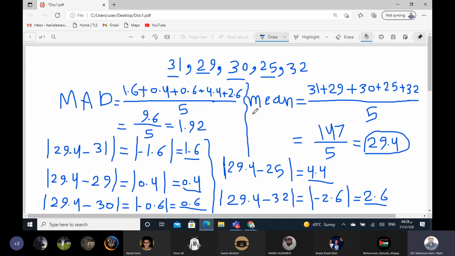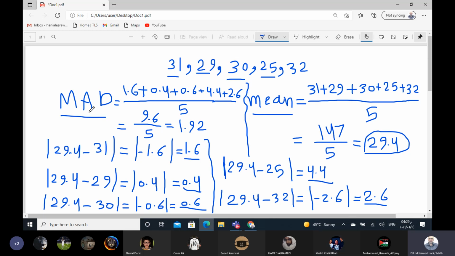Who can tell me what is the difference between mean and mean absolute deviation? Why do we use the mean absolute deviation? Mean, we add all of the numbers, then we divide the answer by 5. Great, Khalid. But my question is, why do we use the mean and why do we use the median? What is the benefit of mean and what is the benefit of mean absolute deviation?